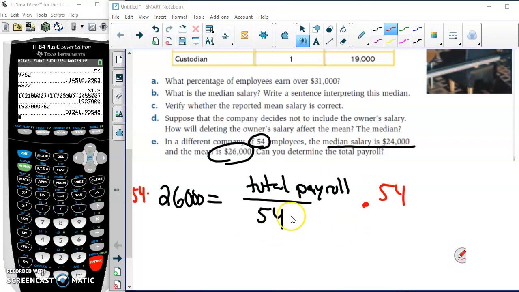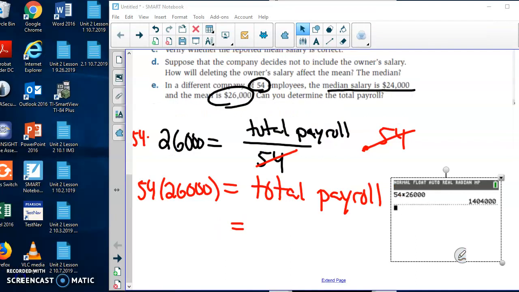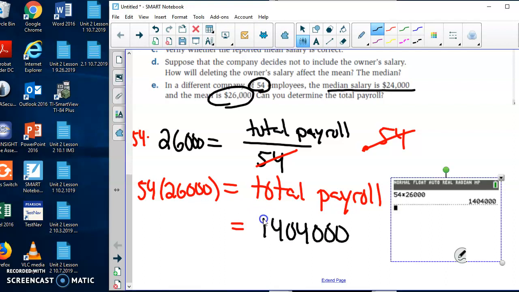If you multiply both sides by 54, the 54s cancel. You have 54 times 26,000. So the total payroll is 1,404,000. Boom, and you're done.